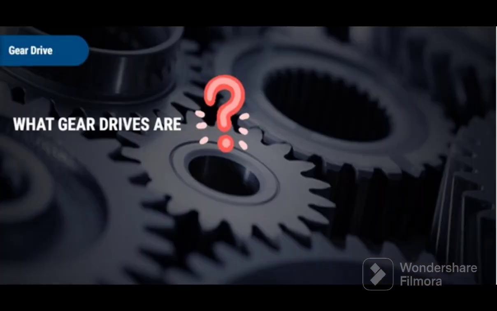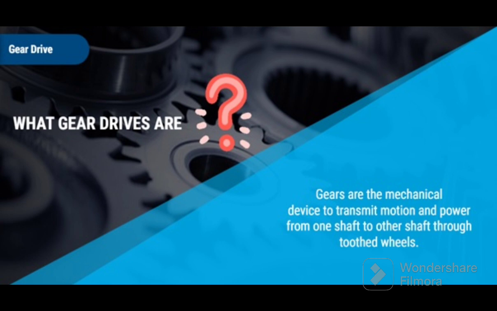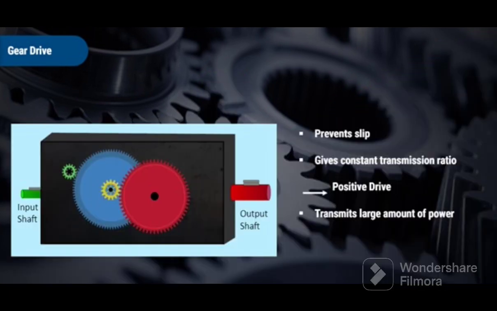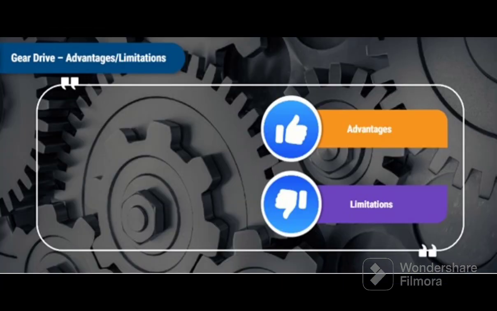What are gear drives? Gears are mechanical devices to transmit motion and power from one shaft to another shaft through toothed wheels. Gear drive has replaced the friction drive to prevent slip, and the gear drive gives constant transmission ratio, hence called positive drive. It can transmit large amount of power. Now let's learn about the advantages and limitations of gear drive.